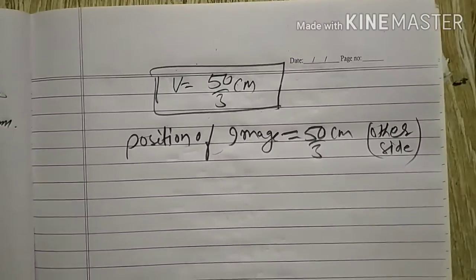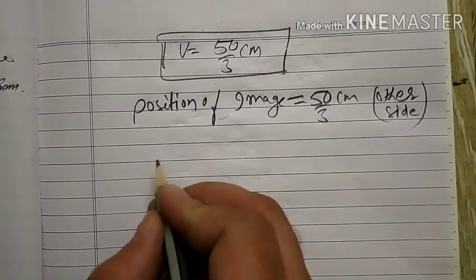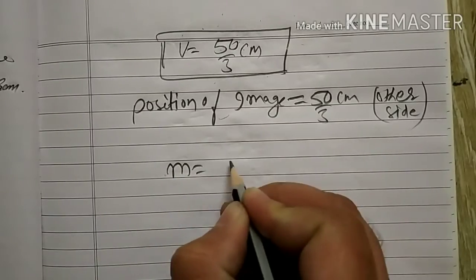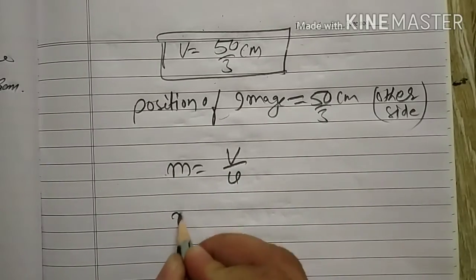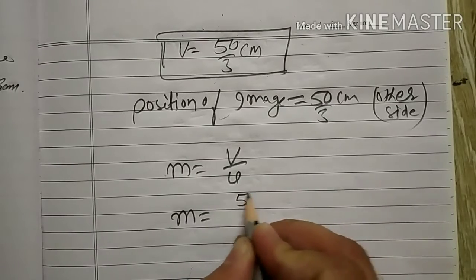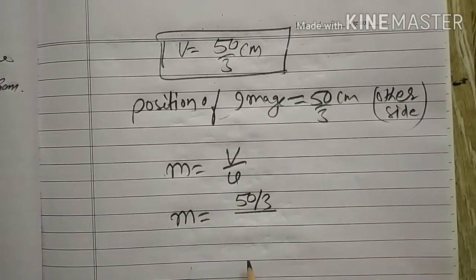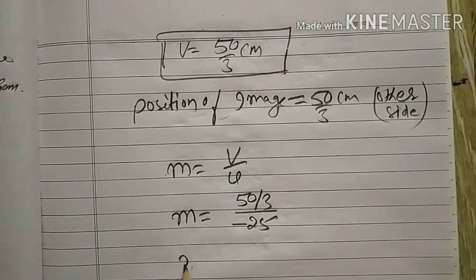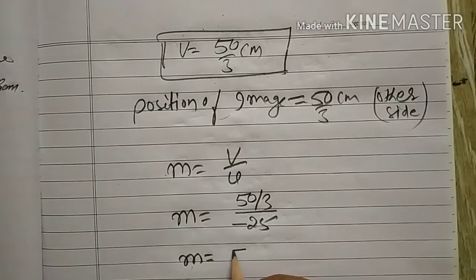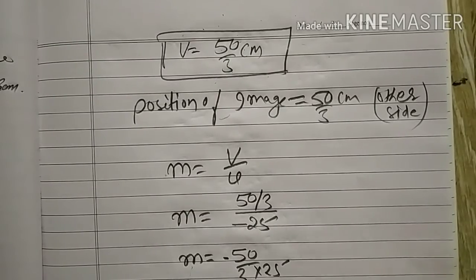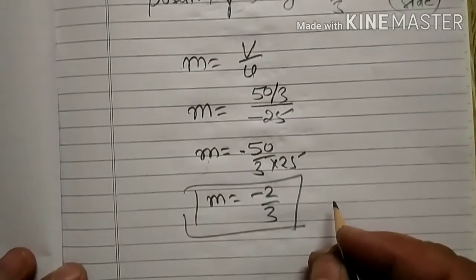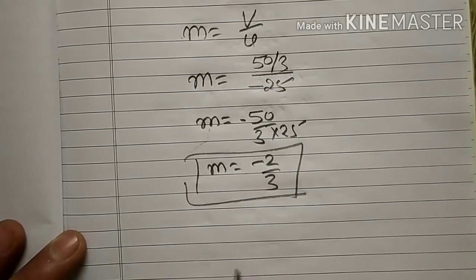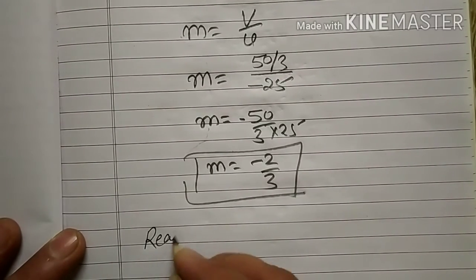Then after finding the position, we will find out the size and nature. Because m equals v upon u, I want to find out the nature first. v equals 50 by 3 as we just found. What was the u? The value of u was minus 25. So m equals 50 upon 3 into 25 with a negative sign. So m will be minus 2 by 3. Minus sign indicates that the image will be real. So we'll say that it is a real image.